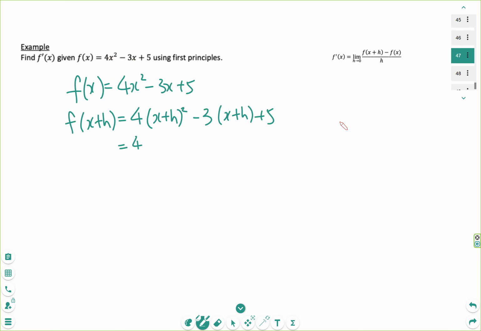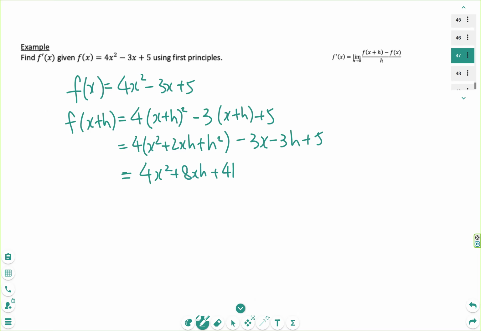So I'm going to expand bracket in here. X plus h squared is x squared plus 2xh plus h squared. Expand the minus 3, be minus 3x minus 3h plus 5. And then expand bracket: 4x squared plus 8xh plus 4h squared minus 3x minus 3h plus 5. But my writing, that's very ugly. I keep apologizing in this video. I don't know why. So anything I can simplify? Not really. So I leave it like this.